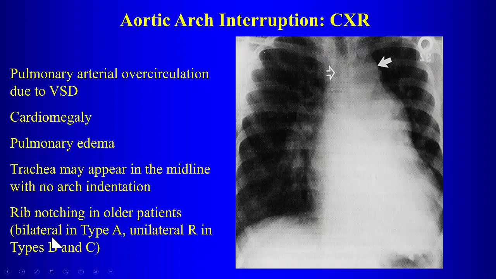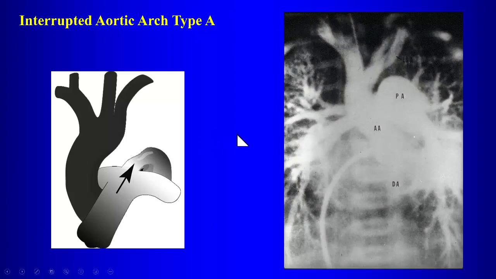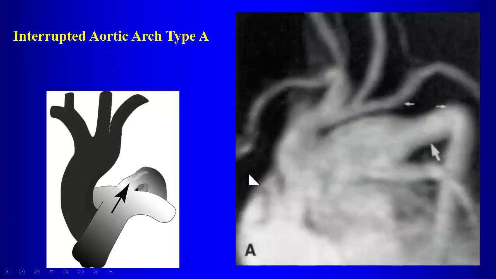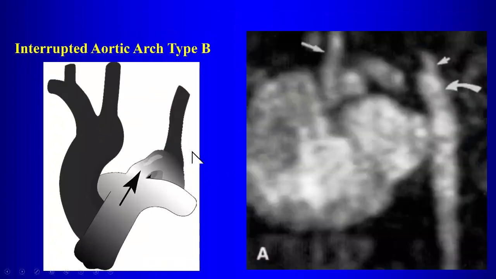So with type A, you can have bilateral rib notching. With type B and type C, the rib notching would be on the right and not on the left because the subclavian in this case would be coming off the higher pressure portion of the circulation. So that's where you tend to get the rib notching. It tries to collateralize to the descending aorta distal to the obstruction. Okay? So the different types of interrupted arch, type A, there's your PDA. So the descending aorta is supplied by the PDA when we have interrupted aortic arch. Okay.